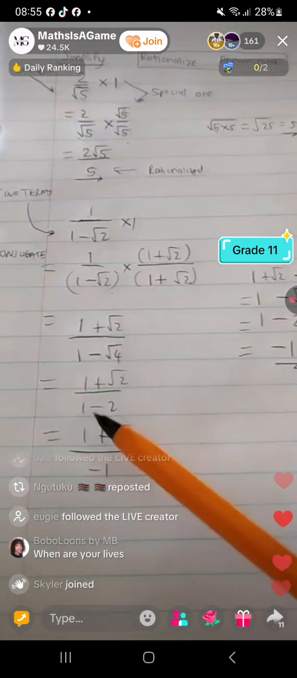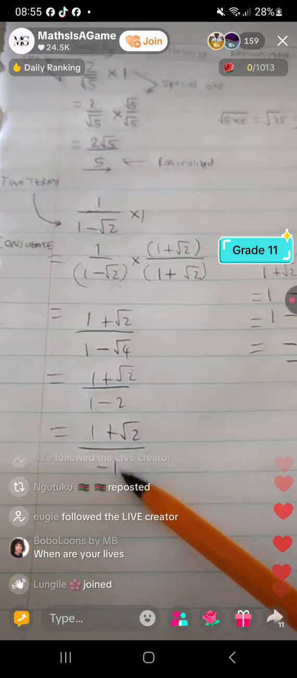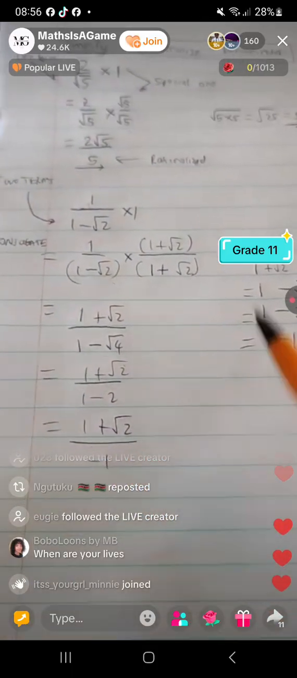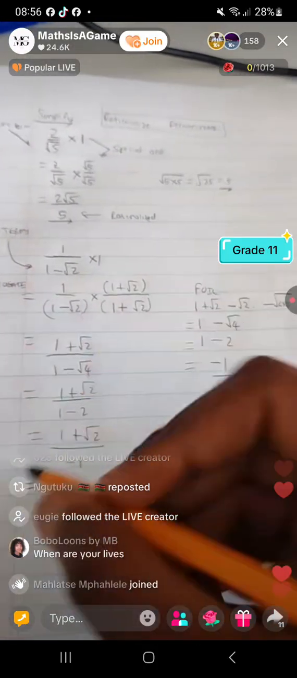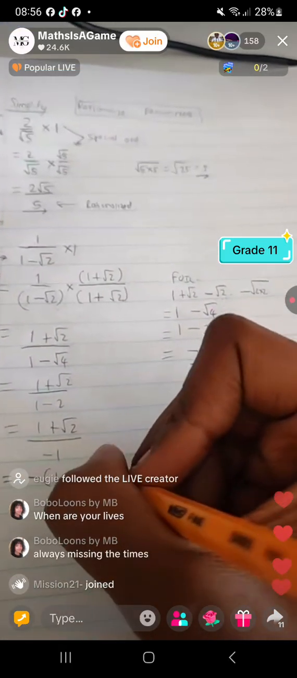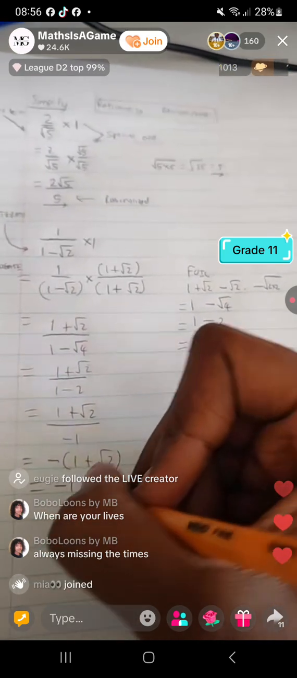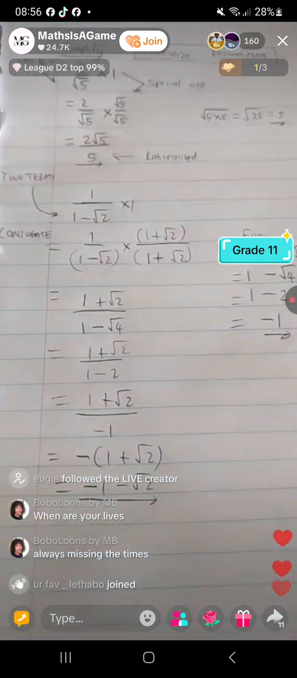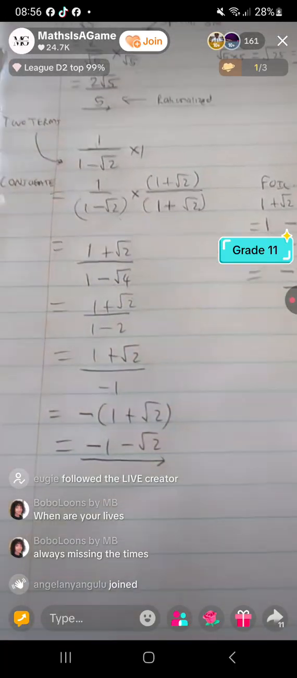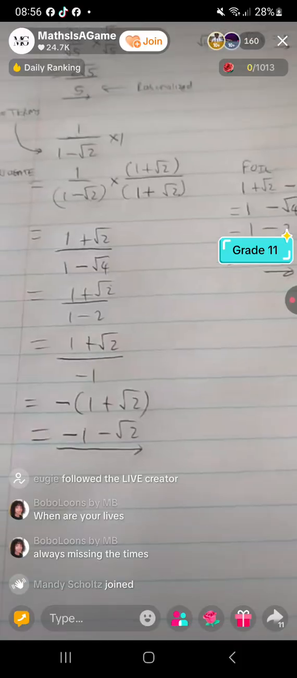Okay, then we finish this divided by that. 1 plus root 2 divided by negative 1, that's simply going to give me negative 1 minus root 2, which I can officially formalize and say the final answer is minus 1 minus root 2. Okay, and that is that.